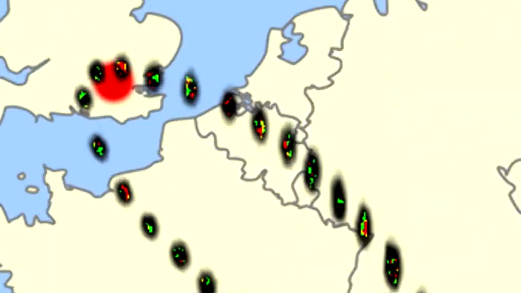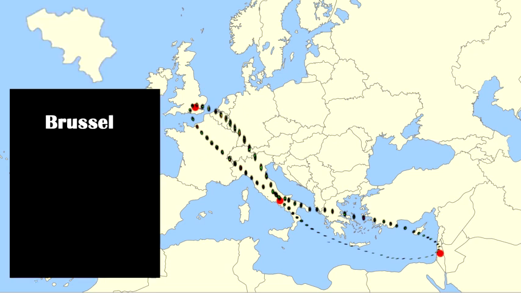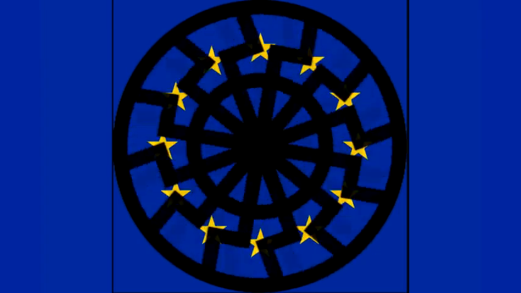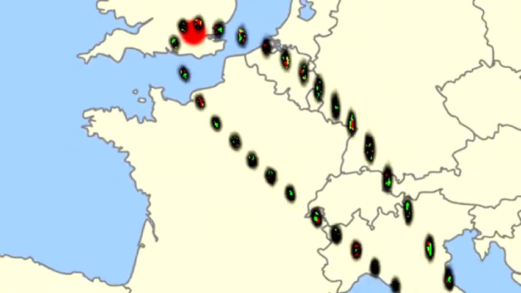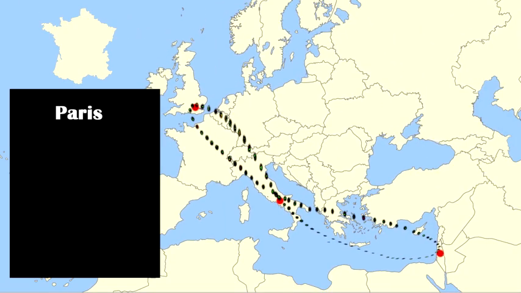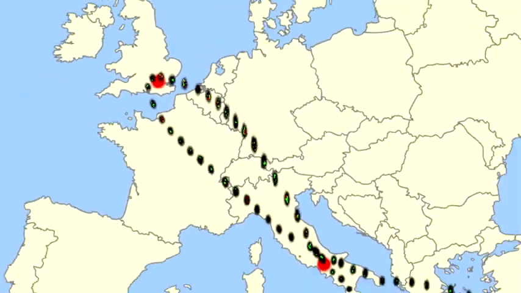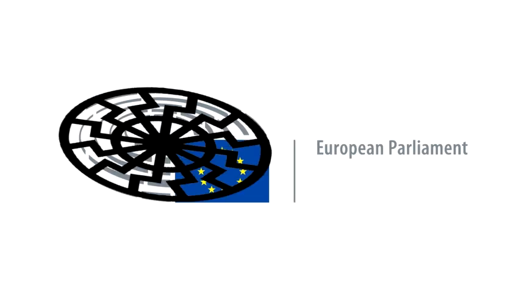Take a look at another country, Belgium and Brussels. Home of the Schwarze Sonne oligarchy. On the other side of Belgium you have France and Paris. Another important place for the SS oligarchy, Strasbourg, also lying on the path. A lot of ellipses there.